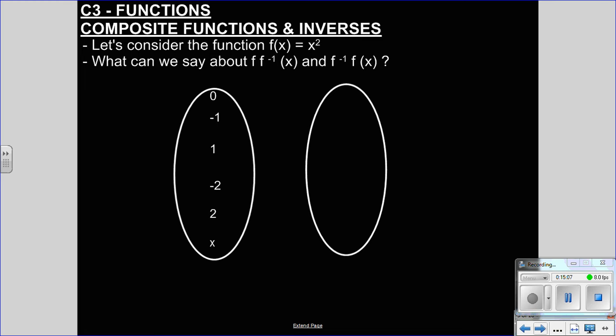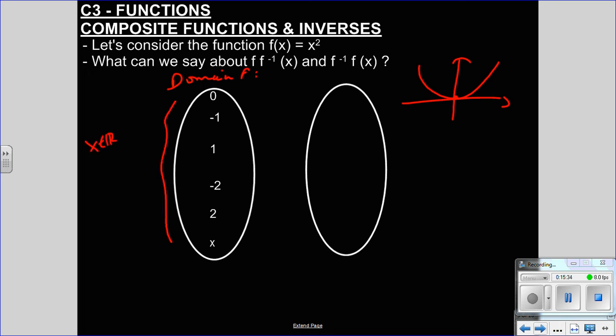Okay, composite functions and inverses, let's consider this function here then. When f of x equals x squared, that looks something like this, doesn't it? That's x squared. So think about these numbers. Let's say we started off with the domain for f of x. So the domain of f is all these numbers here. x is all the real numbers, isn't it? x can be any number along here.